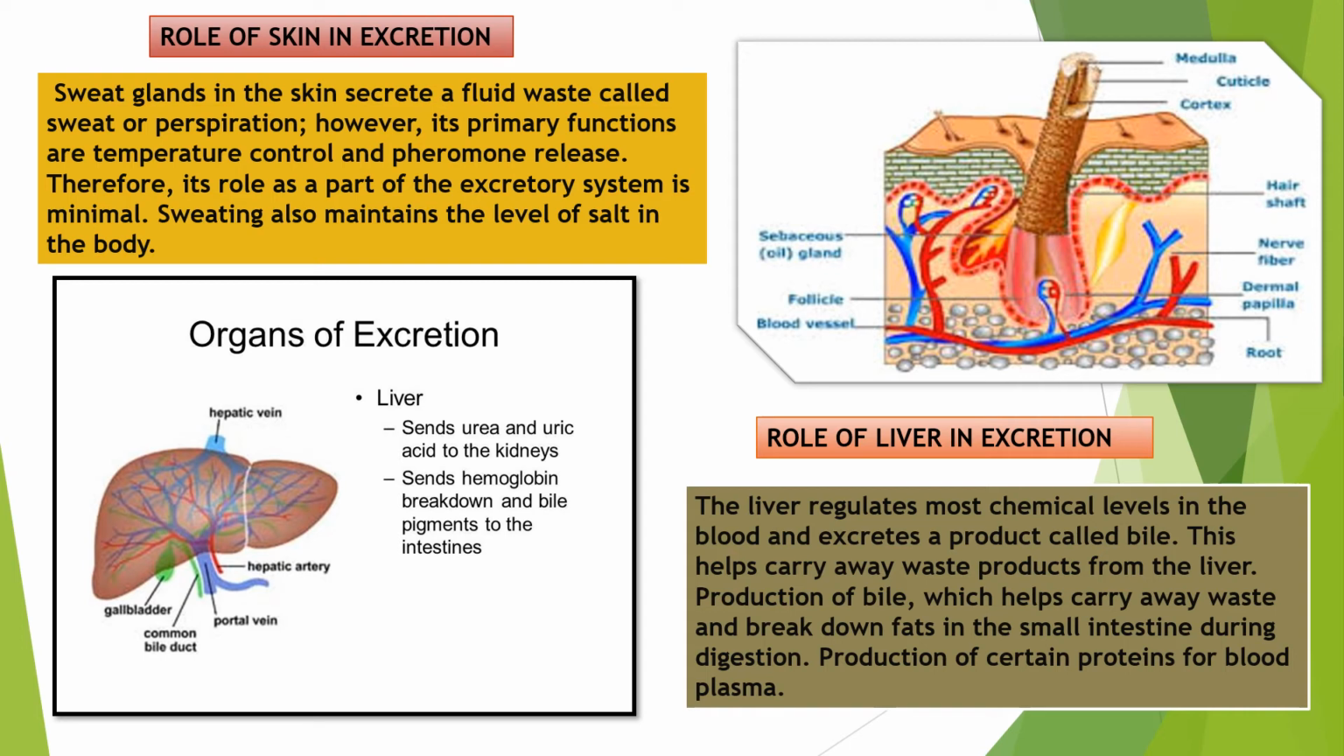You can see in the second diagram, organs of excretion like this, a liver has been shown. Liver sends urea and uric acid to the kidneys. Liver sends hemoglobin breakdown and bile pigments to the intestine. Hemoglobin initial is Hb, capital H and small b. Now we can see the diagram of liver clearly.